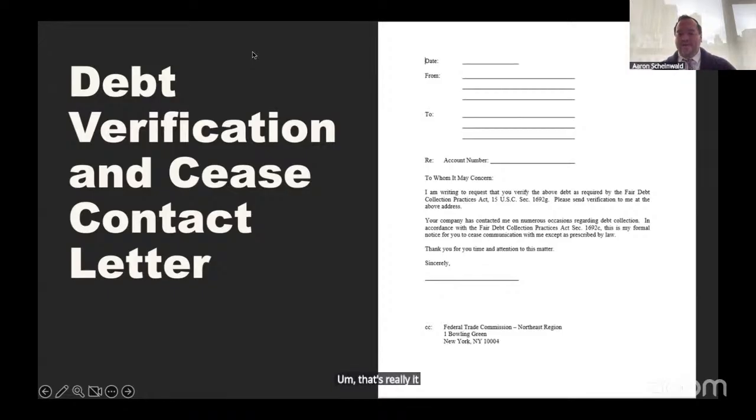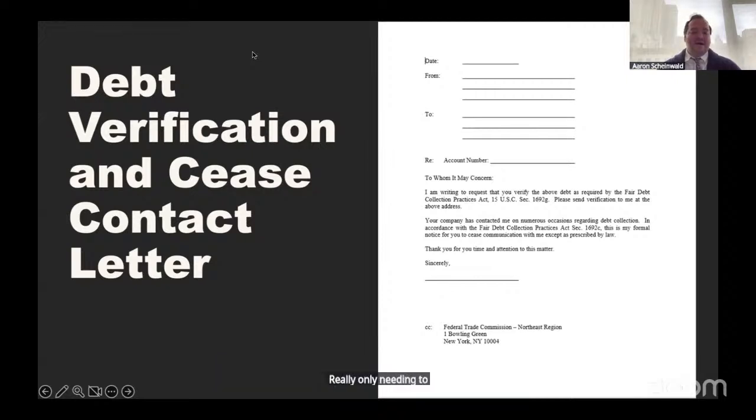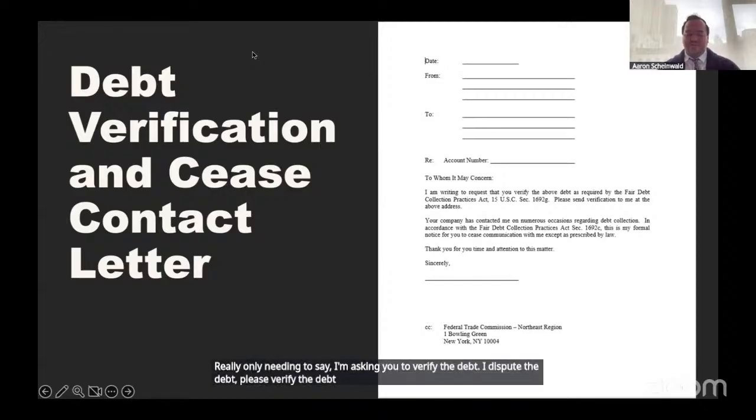There are, again, lots of templates here. You do not need to invoke the statute. Generally speaking, it is a good idea to make sure that there is no dispute as to what you're saying, and so it's helpful to invoke the statute, but it's not required for that to be an effective debt verification letter. You are really only needing to say, I'm asking you to verify the debt. I dispute the debt. Please verify the debt. That's really as much as you need to say.